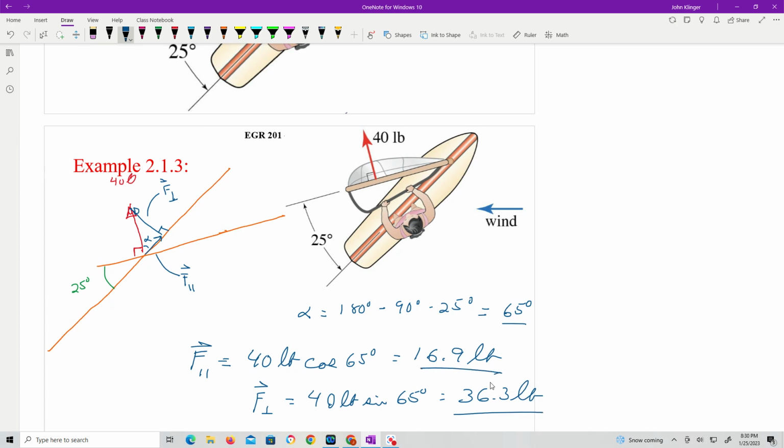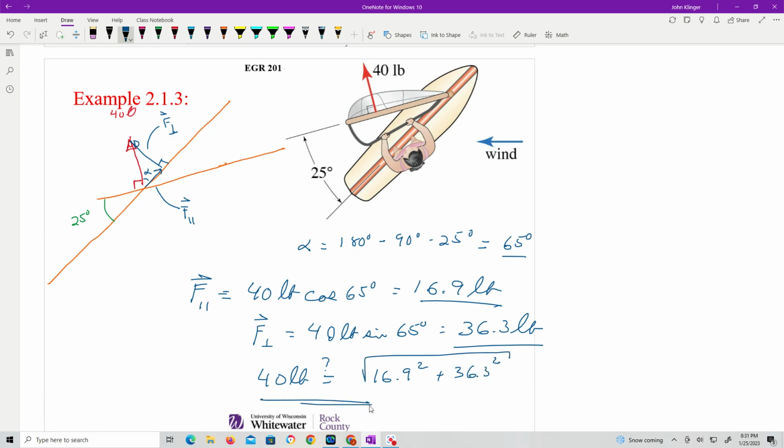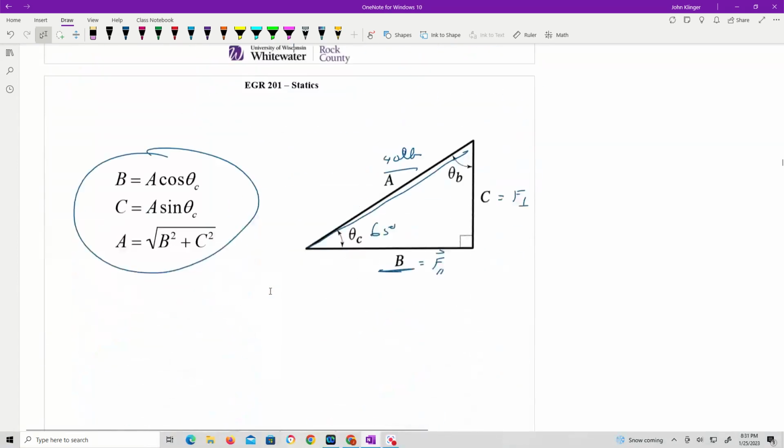The way to check your work, of course, would be: what is my sail force? We know it's 40. Does that equal the square root of the sum of the squares of the other two? 16.9 squared plus 36.3 squared, square root. And if you check that, you'll find out that that does equal 40. Okay, so we'll end this chapter right here.